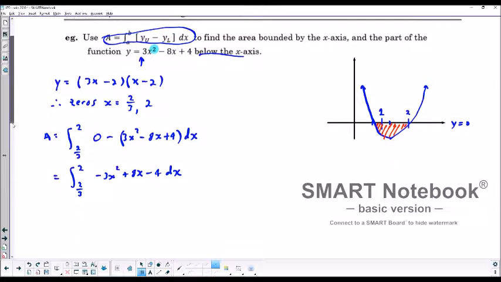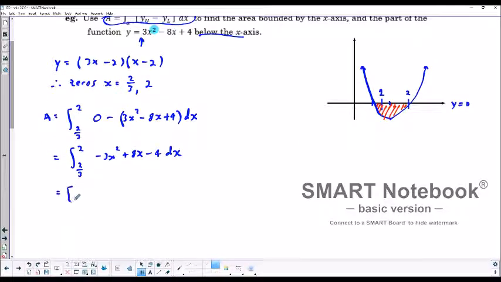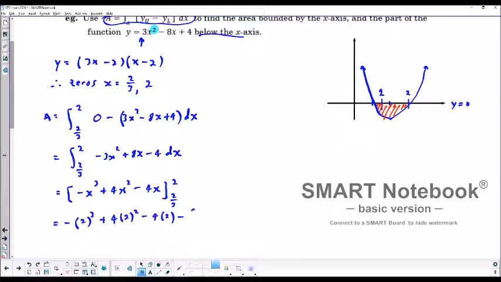Okay, then I can take the antiderivative here, and we're going to evaluate that. So we're going to have -x cubed plus 4x squared, and then minus 4x, evaluated from 2/3 to 2. Okay, so we got the 2 first. Substitute the 2 in all the way along, and then I'm going to substitute in the 2/3.